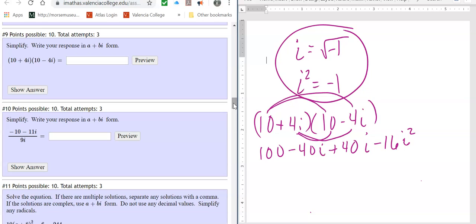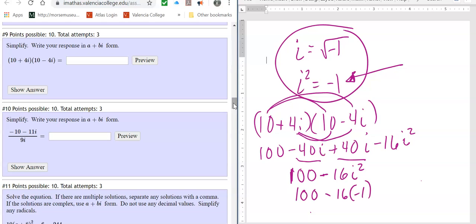Okay? So now I'm going to look for like terms. Well, I see that these are like terms. A -40i and a +40i will give me 0. So I'm going to get 100 minus 16i squared. My last step is very critical. I have to remember that i squared is equal to -1. So I'm going to replace i squared with -1. And I'm going to get 100 plus 16. So my answer will be 116.